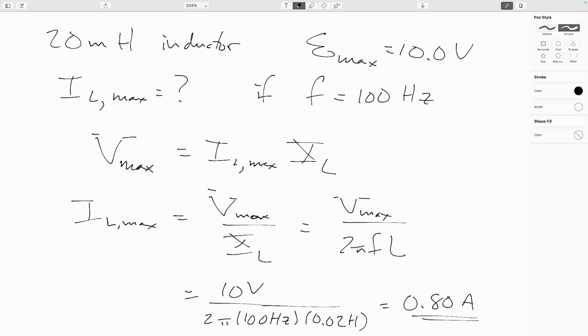If you want the RMS values, you just go ahead and divide by the square root of 2.